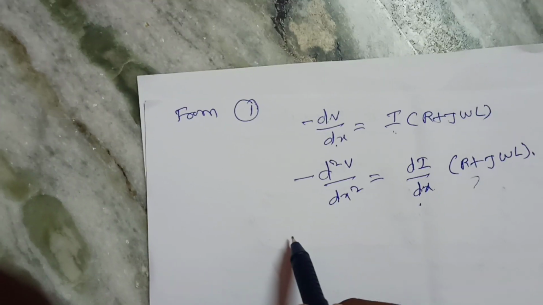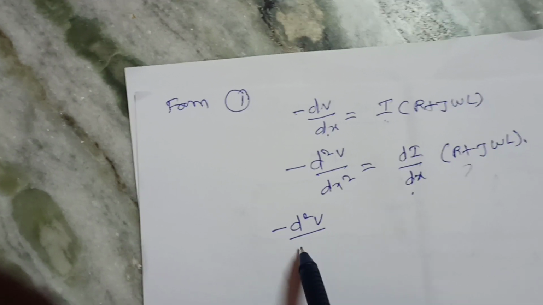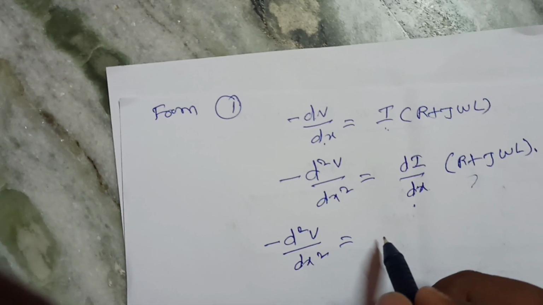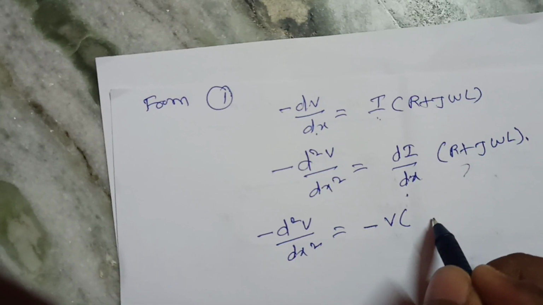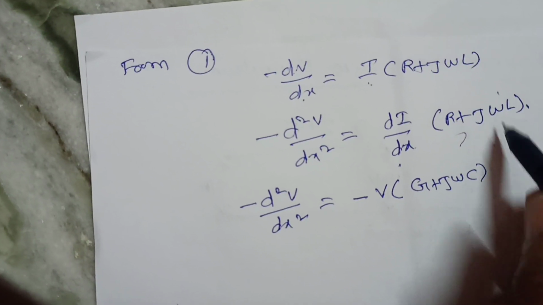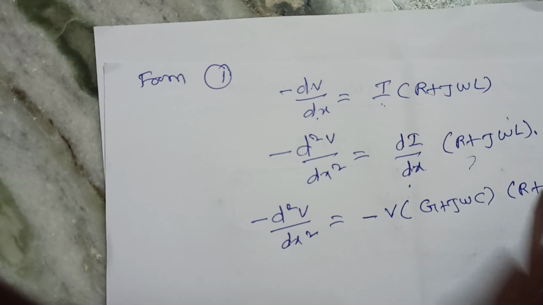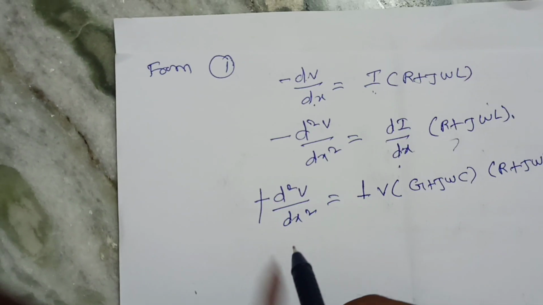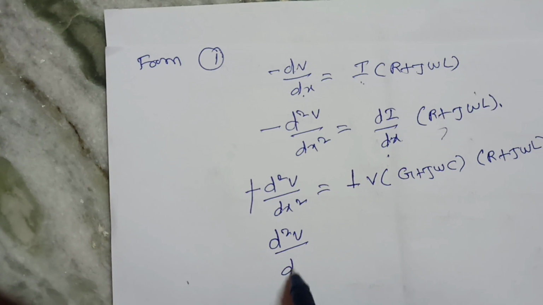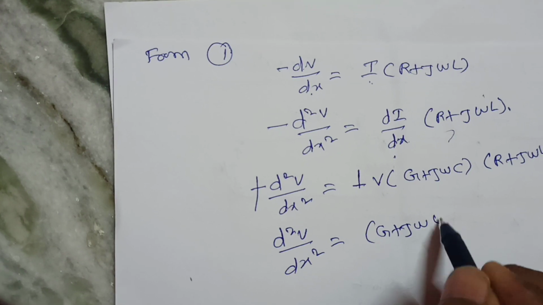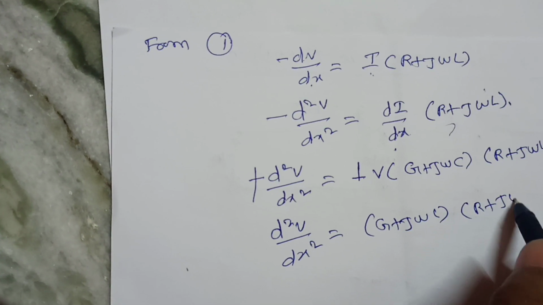So here, minus d square V by dx square is equal to di by dx value minus V of G plus j omega C. Same, this value is written as r plus j omega L. So here, minus both are cancelled. d square V by dx square is equal to G plus j omega C into r plus j omega L.